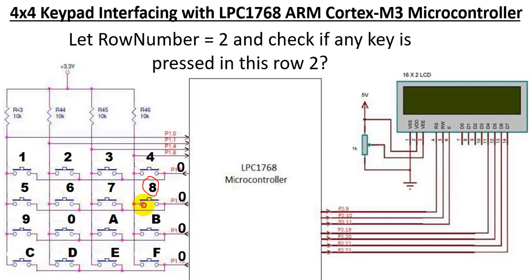Now when the key was pressed, so this behaves as a short circuit. Now what will happen? This 0 via this path will be read here, because this is the lowest resistance path. Then you identify that the key pressed is 8. Okay, the same thing we shall see in the program. So this is the logic of identifying whether a key has been pressed or not.